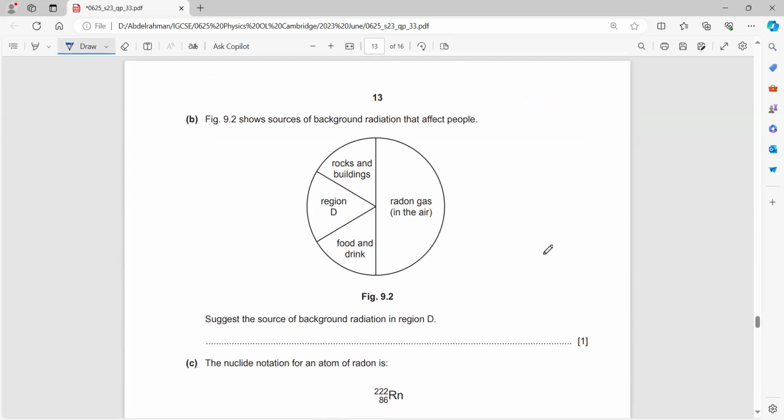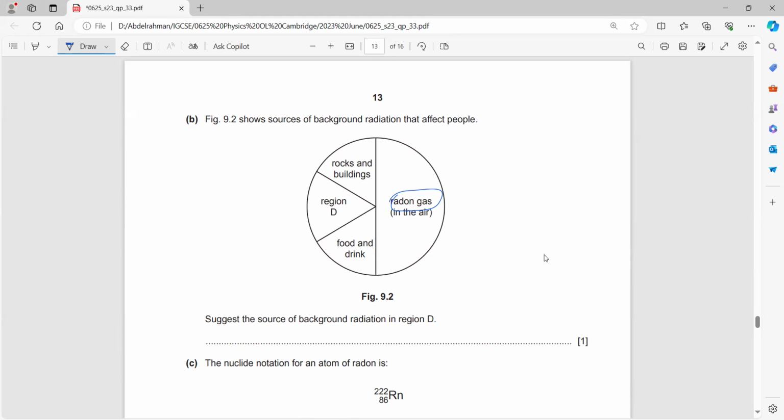Suggest the source of background radiation in D. We have several types of background radiations. The background radiation is radiation produced by several sources around us. We have four very famous sources. One of them is the radon gas. This is the largest source of background radiation.